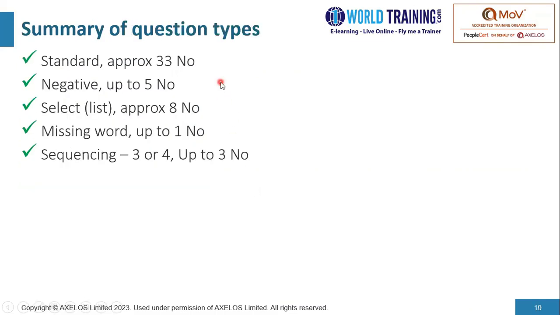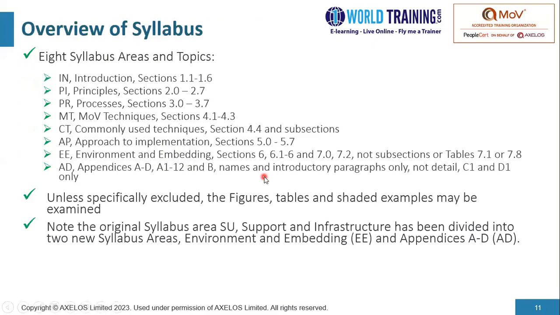So a bit of the type of questions. Standard questions would be approximately 33 questions. Negative questions, which are the "which of the following is not" kind of questions, up to 5 questions. There would be list related questions, approximately 8 in number. Fill in the missing word, up to 1. And sequencing questions would be up to 3 to 4. So these are the different types of questions that you would expect. And you would be tested on 8 syllabus areas in the exam.